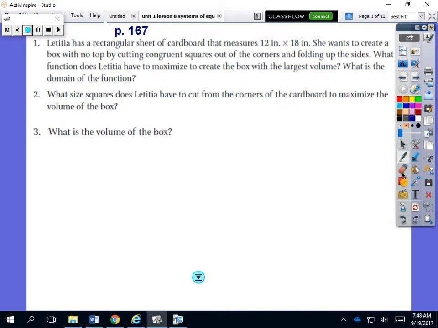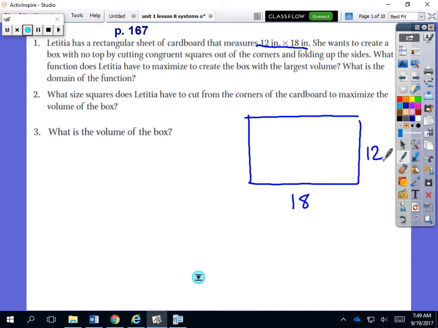Okay, so she has a rectangular piece of cardboard that's 12 by 18 inches. So we got a rectangle. There's the shape. It's 18 inches on one side and 12 inches on the other. And she's cutting out the corners, but we don't know the size of those corners. So referring back to what we did yesterday, in the example, we know that that size is then x, this length.